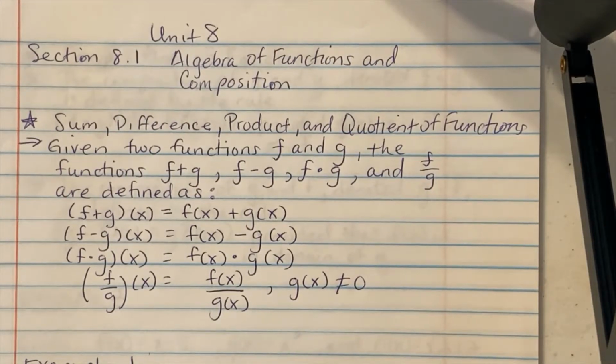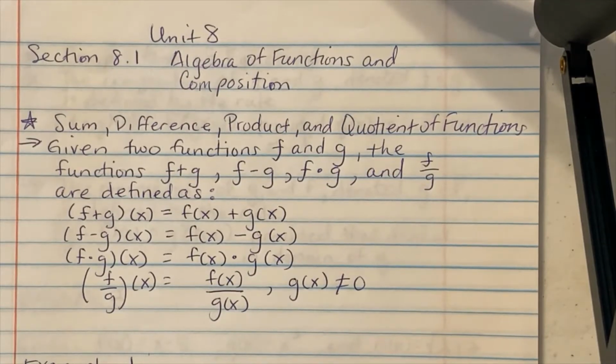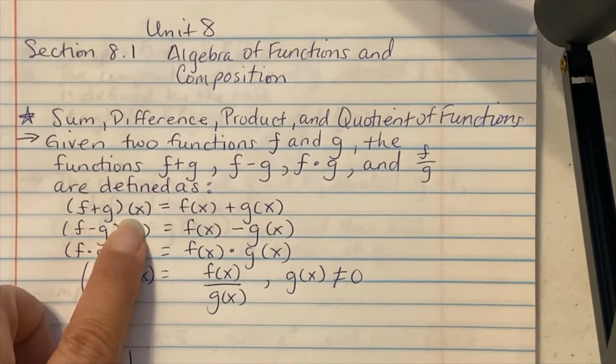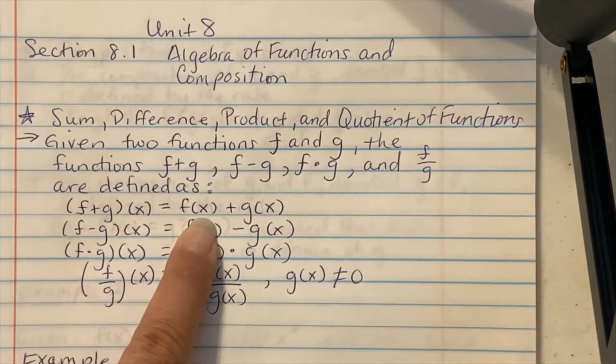Well, this is Unit 8, Section 8.1, Algebra Functions and Composition. Some things to remember, there's certain things called sum, difference, product, and quotient of functions. Given two functions, f and g, the functions f plus g, f minus g, f times g, and f divided by g are defined as follows. So I'm showing you that f plus g of x on the outside is the same thing as writing it as f of x plus g of x.